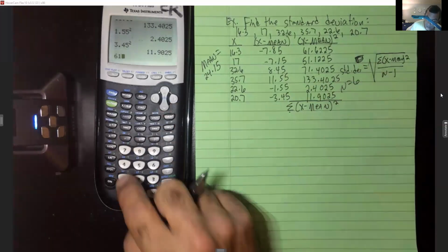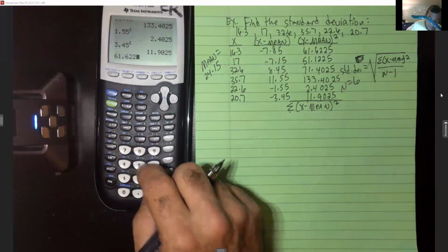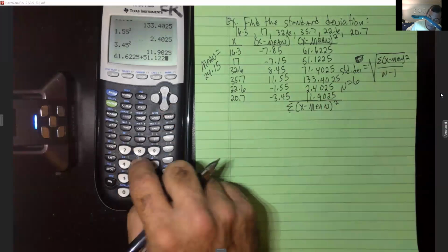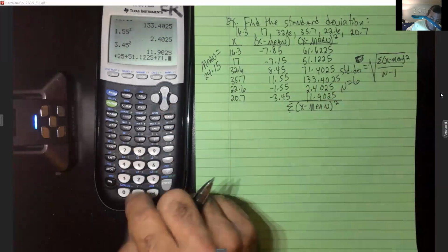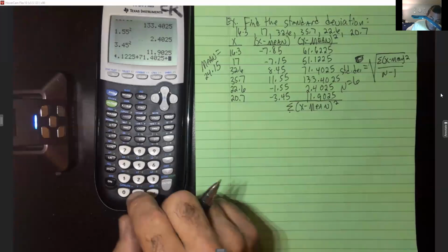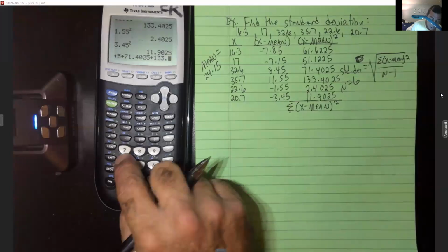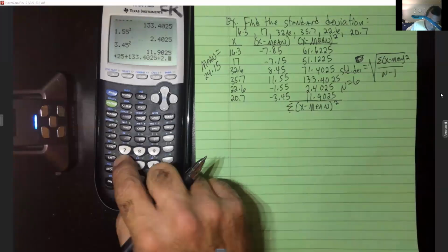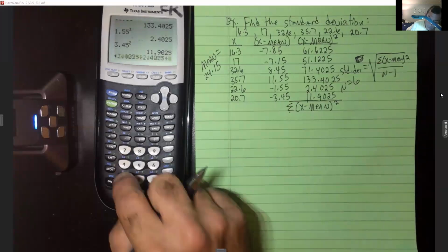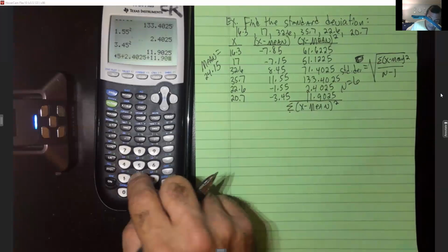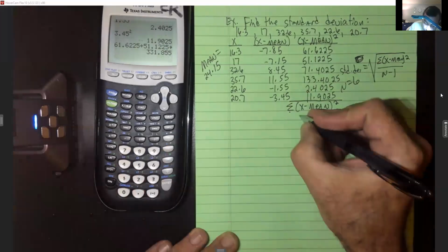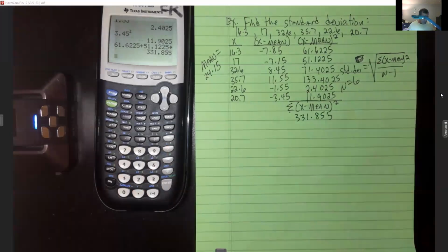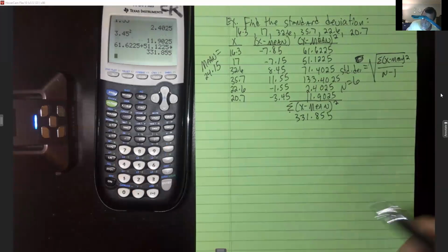So 61.6225 plus 51.1225 plus 71.4025 plus 133.4025 plus 2.4025 plus 11.9025. All those added together equals 331.855. So now that's going to be the top part of my equation.